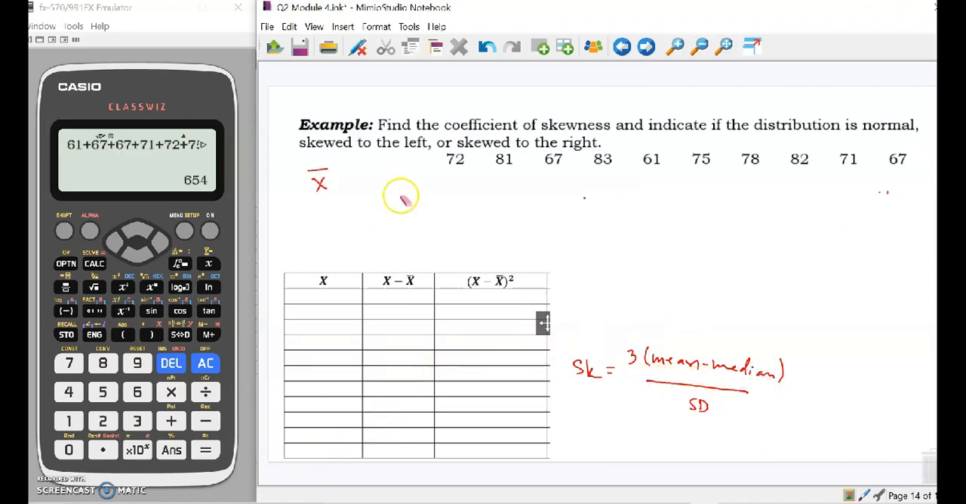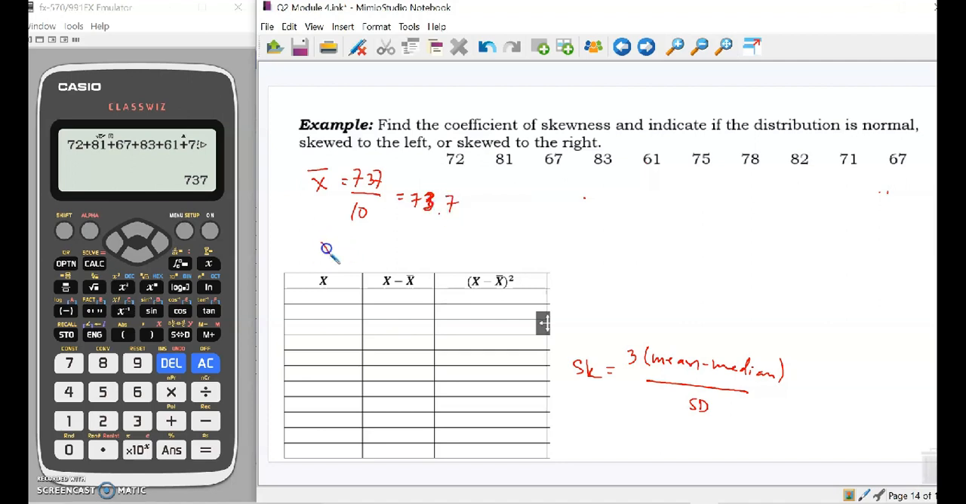First, let's find the mean. To find the mean, we add everything and then we divide it by 10 because there are 10 items here. So we have 72 plus 81 plus 67 plus 83 plus 61 plus 75 plus 78 plus 82 plus 71 and last plus 67. That would be 737 divided by 10. That would give us a mean of 73.7.